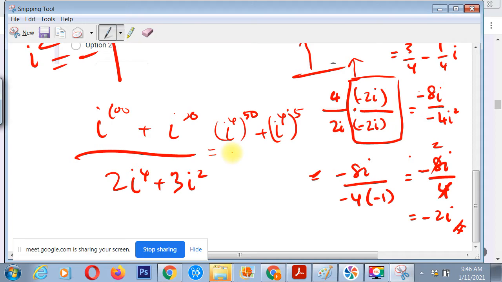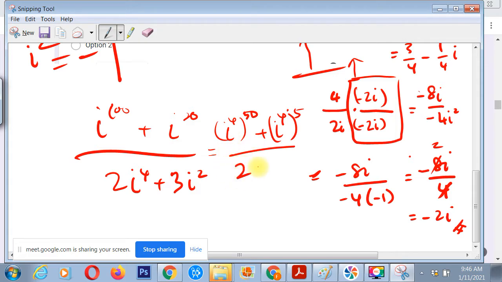Betul tak ni? 5. Betul kan? Cuma yang ni 4 kali 50. 4 kali 50. 4 kali 5? 25. 4 kali 5, 20 kan? Betul kan? Tiba-tiba pening awak.